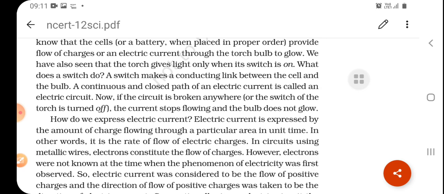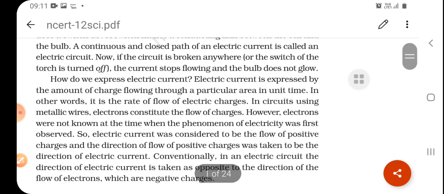The amount of charge flowing through a particular area in unit time is known as the electric current. In other words, it is the rate of flow of electric charges. In circuits using metallic wires, electrons constitute the flow of charge. In circuits, that is, the closed and conducting paths which allow the current to pass, the metallic wires provide the electrons which constitute the flow of charges.